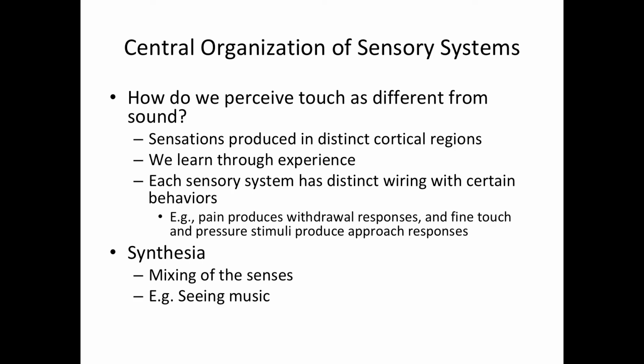So next to that, we also learn through experience to distinguish these systems. And the third part is that each sensory system has a preferential link with certain behaviors, constituting a distinct neural wiring that helps keep each system distinct at all organizational levels. So for example, a pain stimulus produces a withdrawal response, whereas a touch or a fine touch or pressure stimulus will produce an approach response.